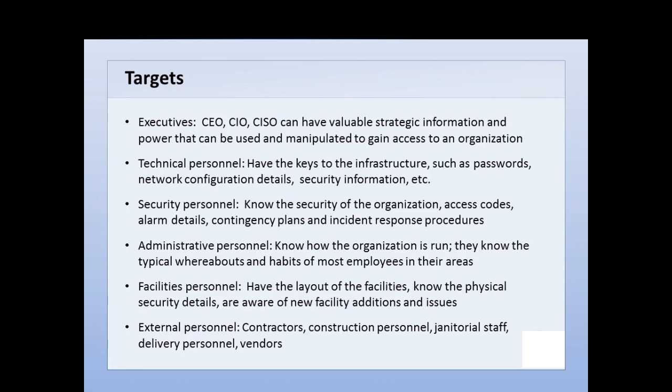Technical personnel also have the keys to the kingdom, but it's on a different level. They may have passwords, network architecture details, network configuration details that you can glean from them. Even if you just get a little bit of information about the infrastructure, that's helpful. But you may even get access to things like passwords. They also may have security information, like the firewall configuration, for example, that may tell you how to access the network, how to get through their defenses and get to the network infrastructure.